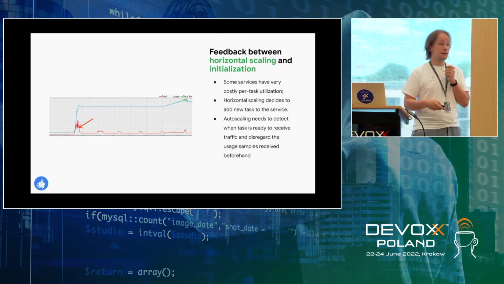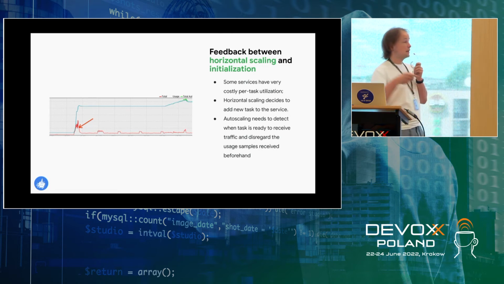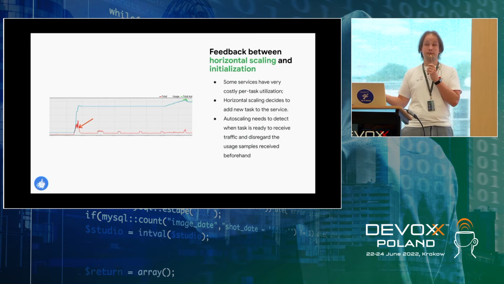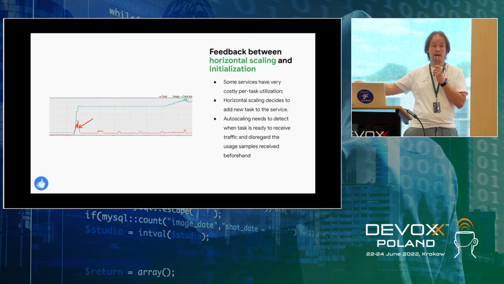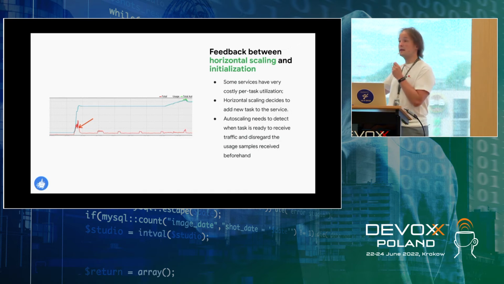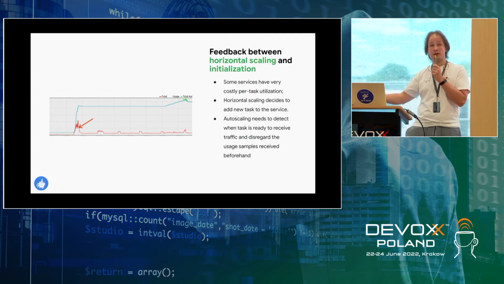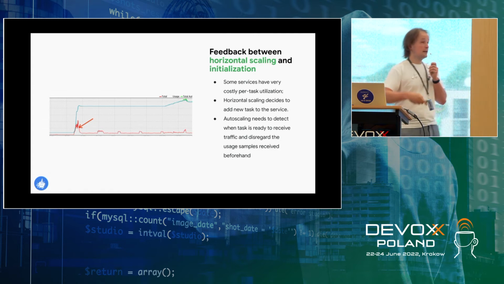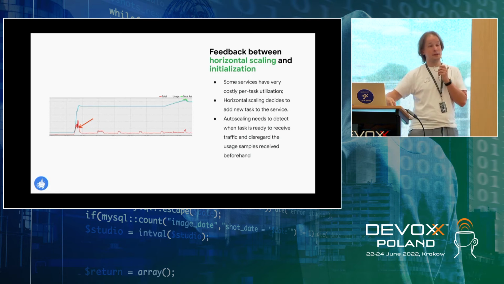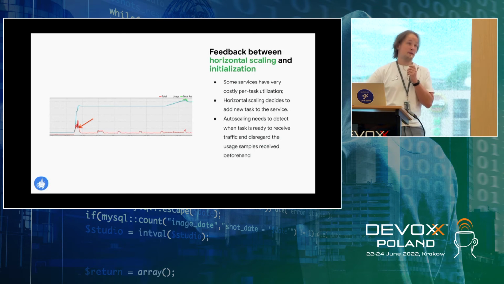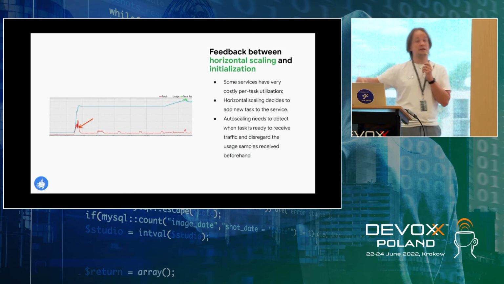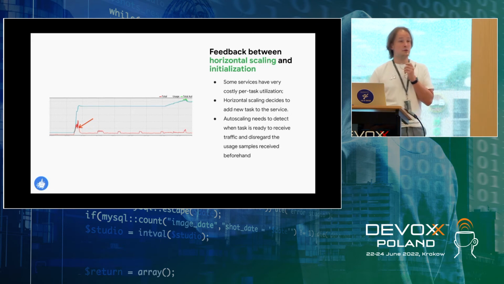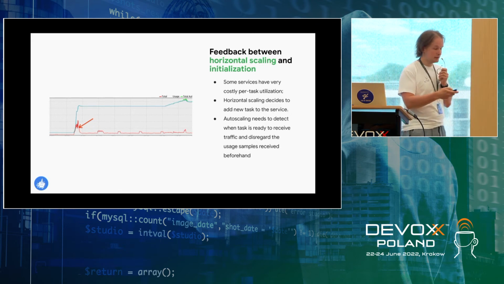So the horizontal scaling system will add new replicas, which will start initializing, which will increase the average utilization because initialization is very costly. Then average utilization goes up, so the system adds even more replicas which start initializing, and this increases the utilization further. This continues with more initializing replicas, and it dies down only when some replicas stop initializing.